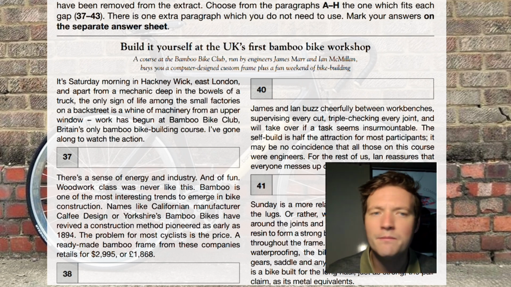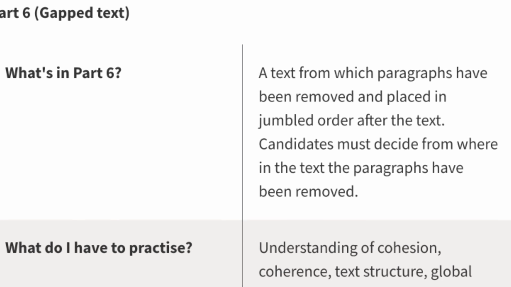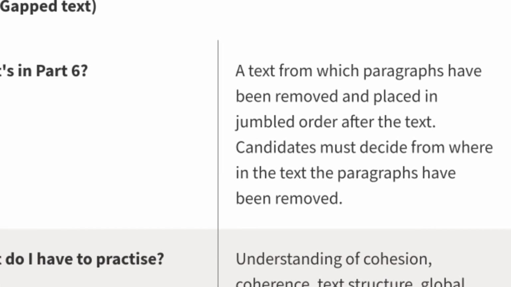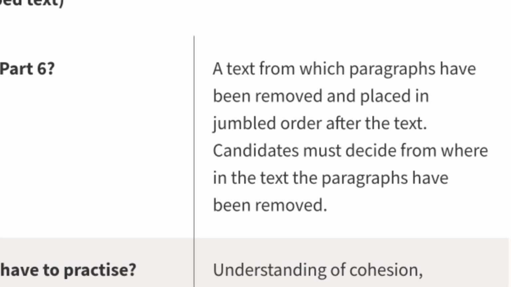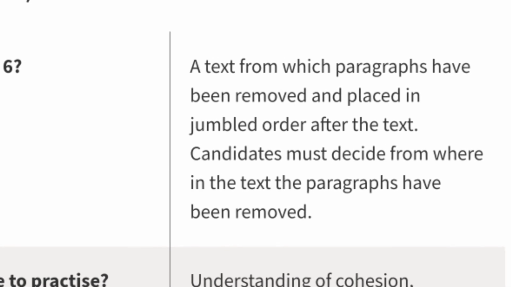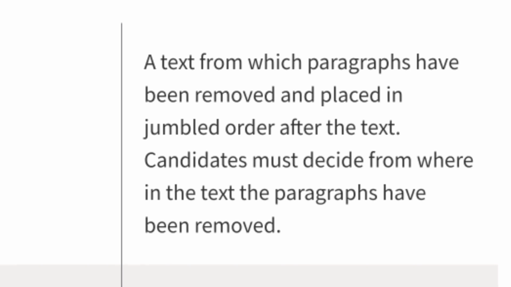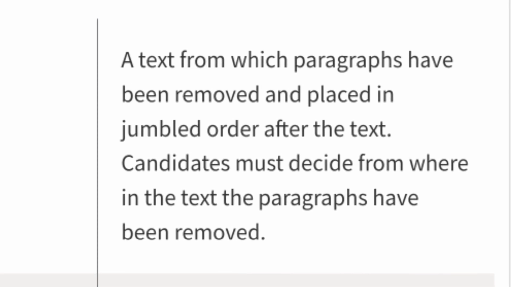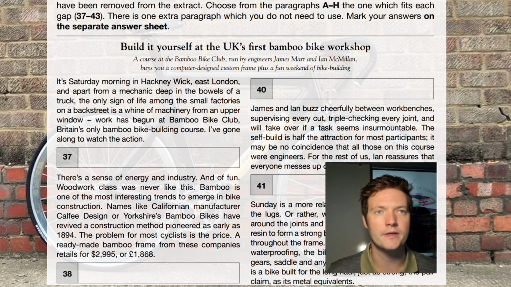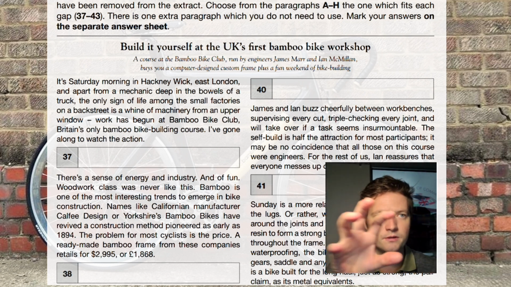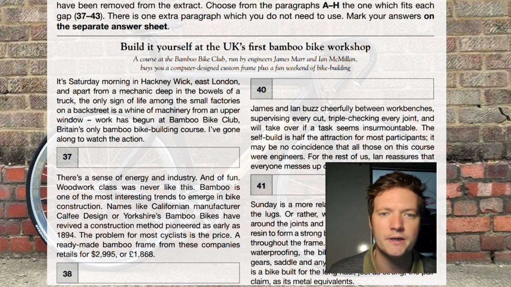So what is in part 6? Anyway, it's a text from which paragraphs have been removed and placed in jumbled order after the text. Candidates must decide from where in the text the paragraphs have been removed, okay? So you've got 7 gaps in the text, and we've got to put the missing paragraphs in the right place, basically.